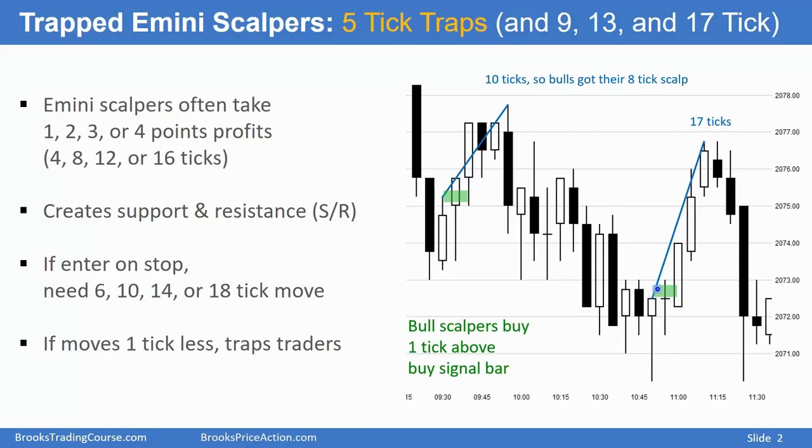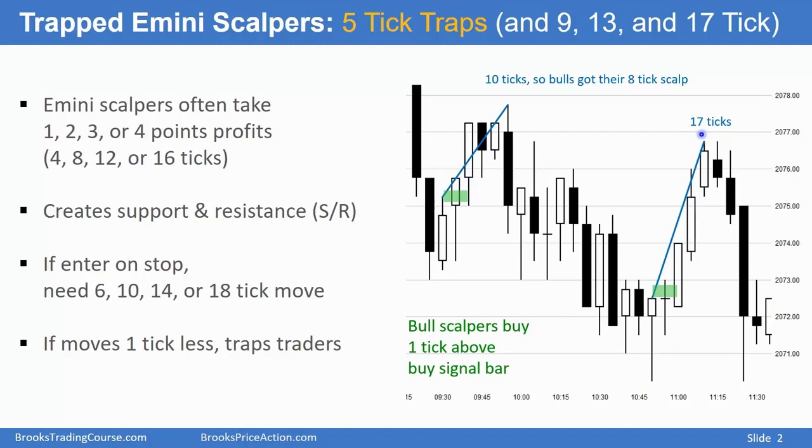It has to go 18 ticks above the high of this bar for him to make his money. He buys 1 tick above right here. It has to go 16 ticks higher for his 4 points. And for his limit order to get filled, it has to go 1 tick above that. It has to go up 18 ticks above the high of the signal bar. If it goes up 17 ticks, it hits his limit order to make 4 points profit.